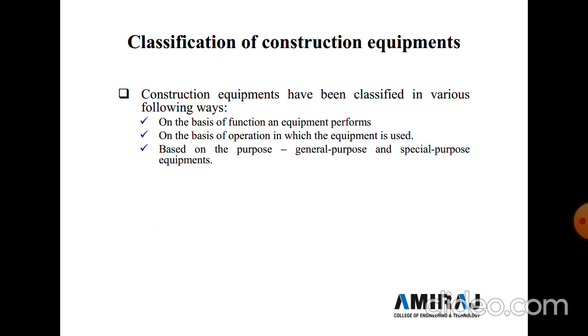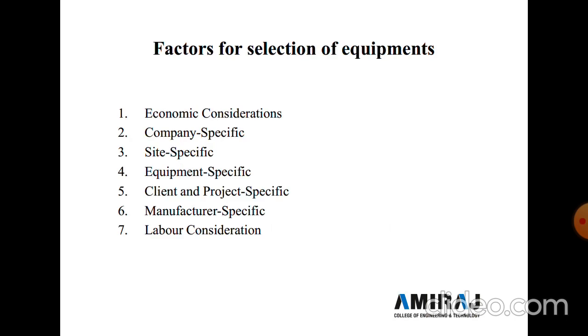Now the next topic we start is the classification of construction equipment. Construction equipment has been classified in the following ways: first, on the basis of function and equipment performance; second, on the basis of operation in which the equipment is used; and third, based on purpose, like general purpose or special purpose equipment. This question is asked in the GTU examination: classify the construction equipment, list the classifications, and explain any one or two in detail.